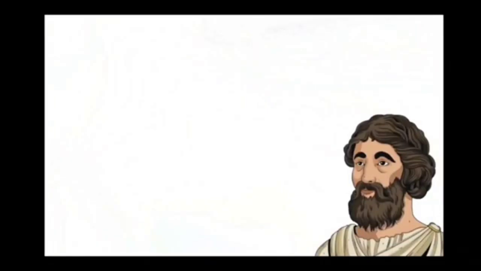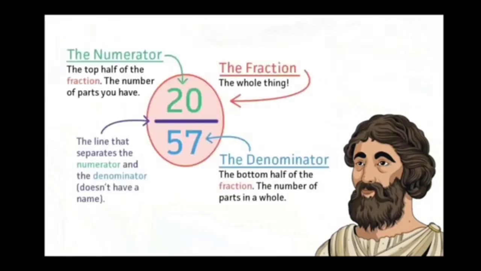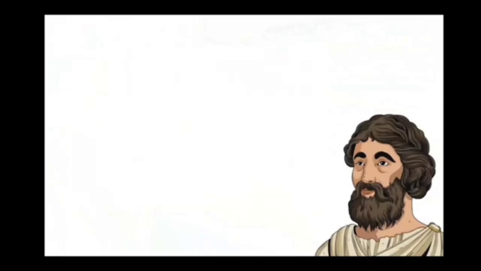I am the mathematician Pythagoras from ancient Greece, who is credited with being the first to use the idea of a numerator and denominator to represent a fraction. A fraction is a numerical representation of part of a whole number. The denominator tells how many equal pieces the whole is divided into. The numerator tells how many pieces of the whole the fraction represents. Any fraction with a denominator of 1 is equal to its numerator.